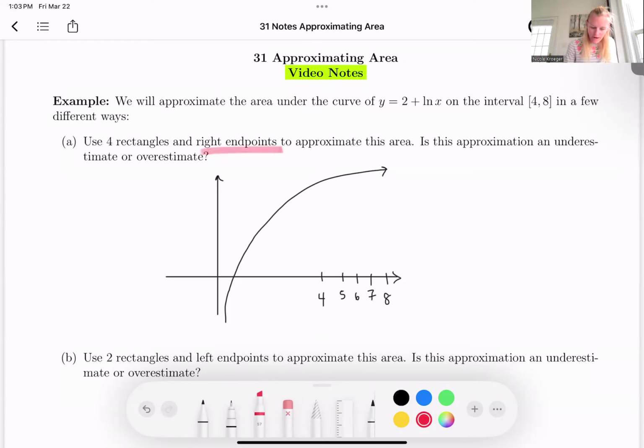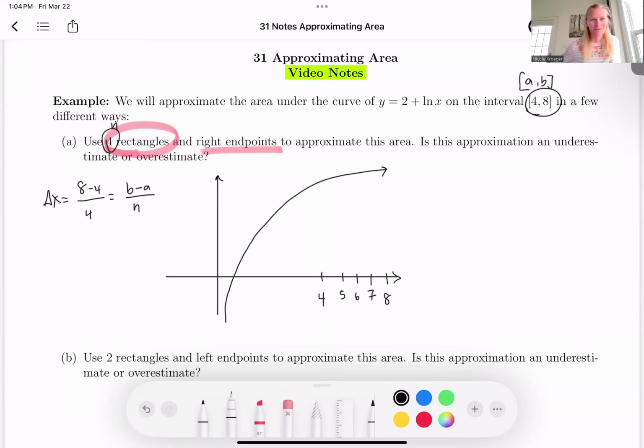So 4 rectangles, let's first of all figure out how wide each of those rectangles is going to be. Our delta x will be 8 minus 4 over 4, which is the number of rectangles. We can oftentimes think of this as a and b, and the 4 is n. So the general idea is b minus a over n is how wide each of the rectangles is going to be. That's going to be useful eventually. So that's our delta x. In this case, that will simplify to 1. So the width of each rectangle is 1. If we look at our interval from 4 to 8, that also makes sense.